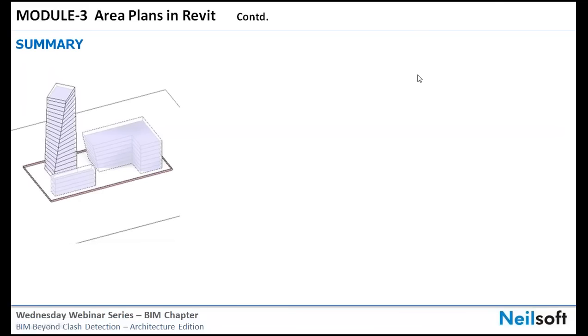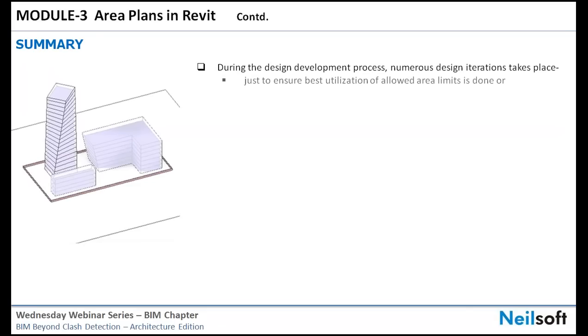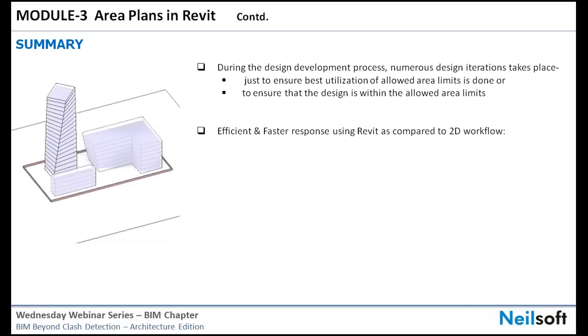So see, during the design development process, there are numerous design iterations that take place where the designer just wants to ensure that he or she has done the best utilization of allowed area limits, or just to ensure that the design is within the area limits. And here, by using Revit, this process is much more efficient and faster.